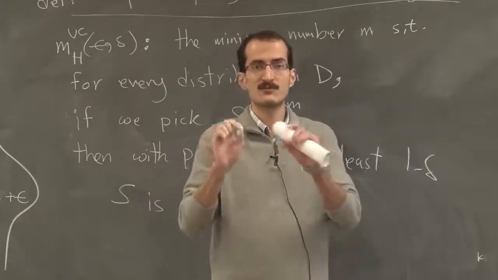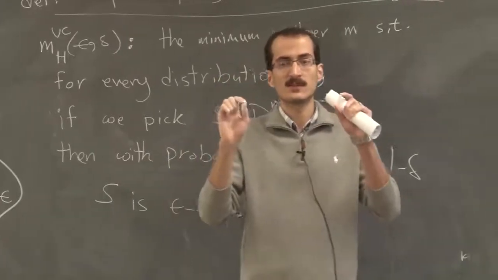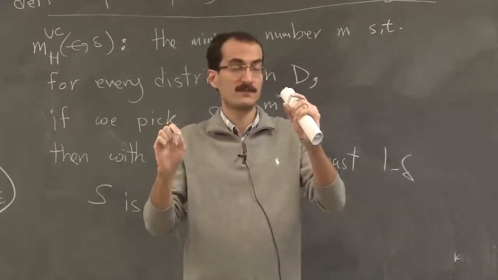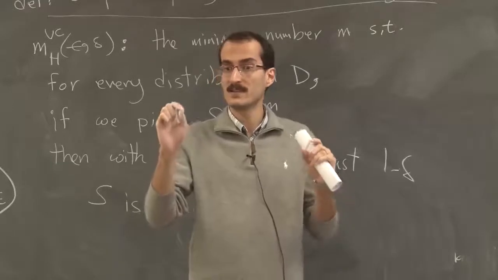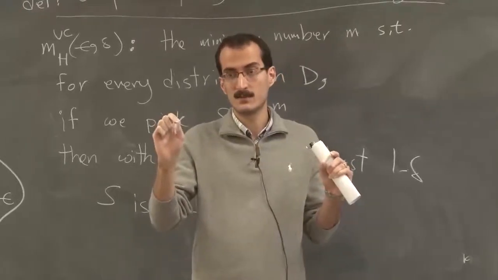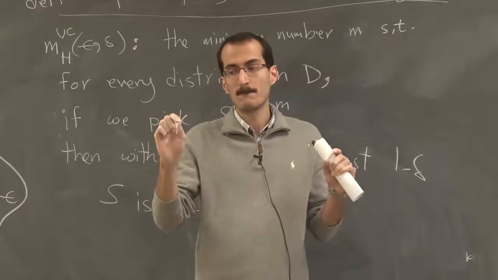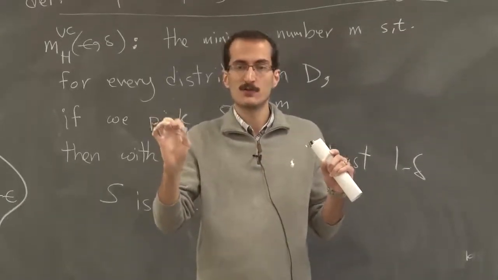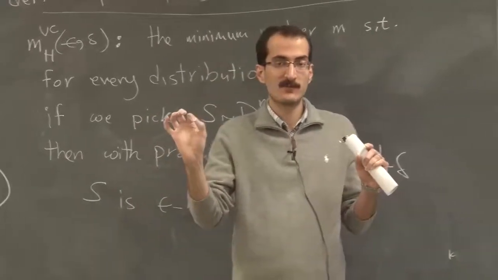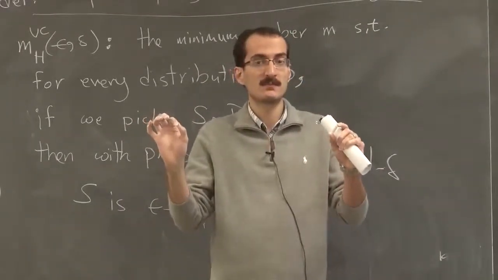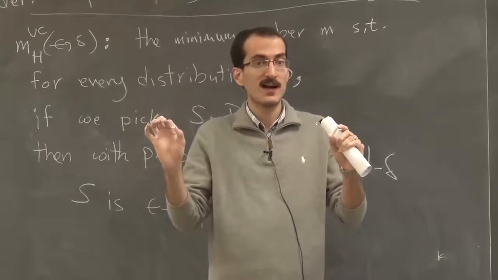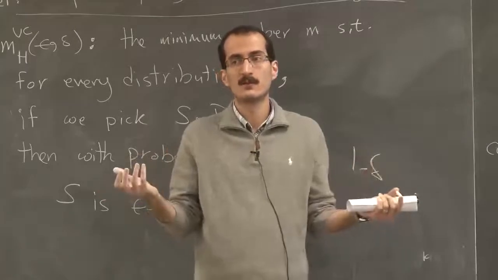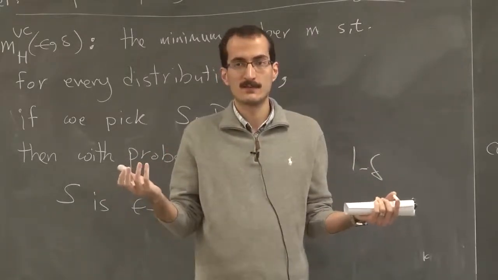So assume that we have just two hypotheses in our class. What can we do? For example, 1% of the time this one fails. 1% of the time this one fails. By which I mean that its true error is not close to its empirical error. So 1% of the time this one fails. 1% of the time this one fails. I can say that at most 2% of the time one of them fails.